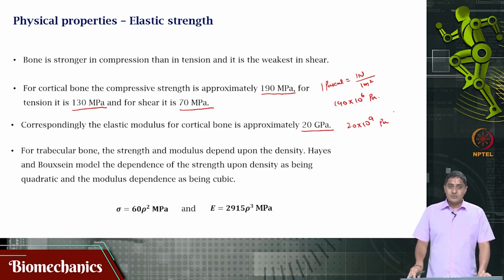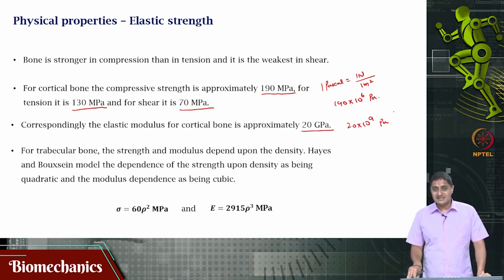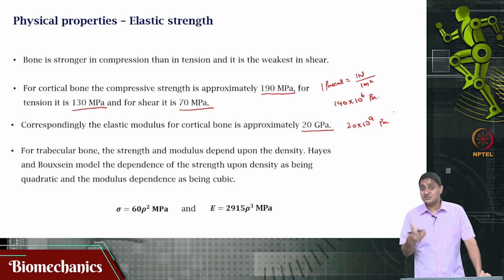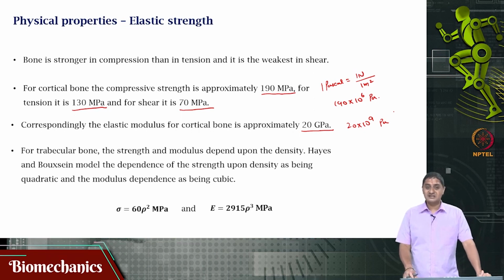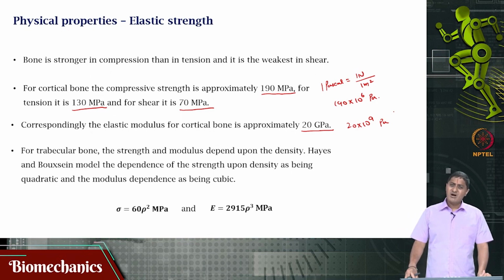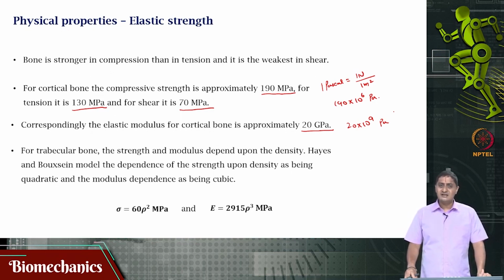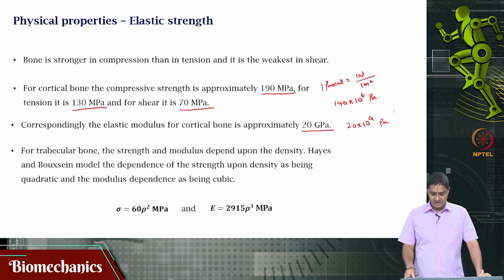For the cancellous bone, the strength of the bone and the modulus depend upon the density, right. So, porosity starts to play a role. The more porous it is, the less dense it is, and it turns out that its strength is a function of the density or porosity, right. There are models that have attempted to relate the density and the strength.